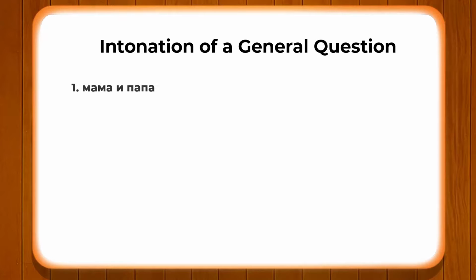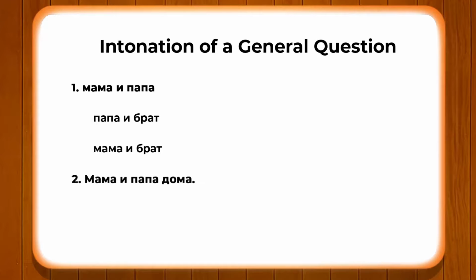Now let's go ahead and see some of the examples which we use in day-to-day communication. Now we are going to see the role of the letter и. So far we have seen the letter и only as a letter, but now we are going to see what kind of role this letter plays when it is used in a sentence. Mama и papa, papa и брат, mama и брат, mama и papa дома, рано утром mama и papa дома.